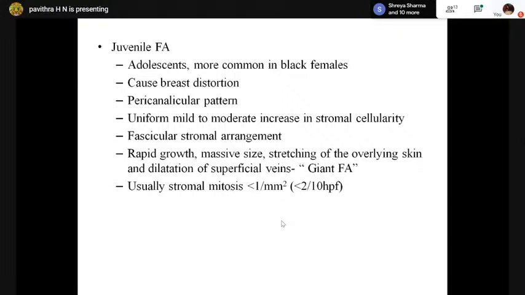And to come to the types or variants of fibroadenoma, there is juvenile fibroadenoma, which is seen mostly in adolescents, but it is not restricted to adolescents, though commonly seen in them. They can grow rapidly in size, and they can form giant fibroadenomas also, causing breast distortion. And they mostly have pericanalicular pattern. They have mild to moderate increase in stromal cellularity and fascicular stromal arrangement. Mitosis is usually less than 1 per mm square or less than 2 per 10 HPF. You can either take it in mm square or per 10 HPF.